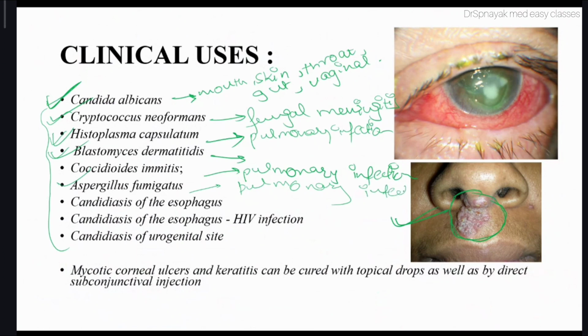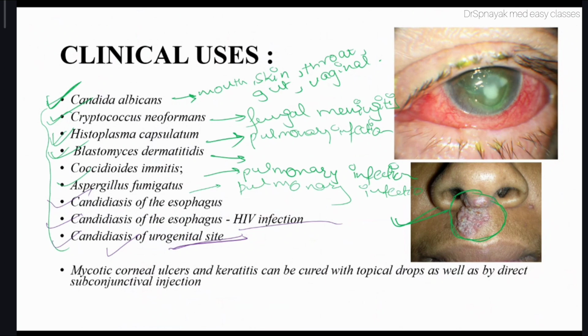Then we have candidiasis of the esophagus in HIV infections, and candidiasis of the urogenital site. This is very common in females as compared to males. We have certain topical preparations of amphotericin B. If there is an infection in the urogenital or vaginal site caused by candidiasis, topical preparations of amphotericin B are available, which are useful.